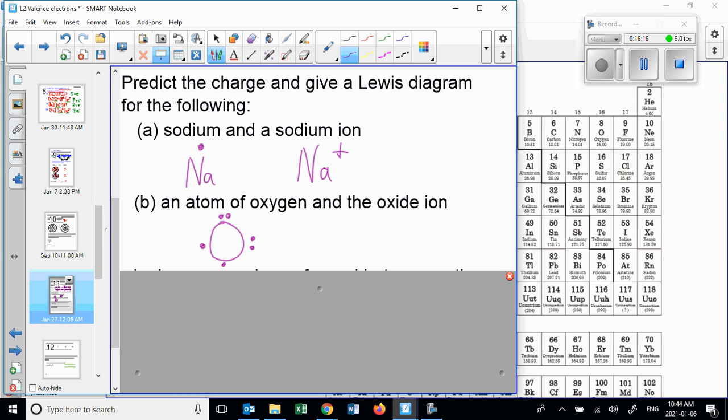Now, oxygen's closest noble gas is neon. It's 2 over. It needs to gain 2 electrons. If you look it up on a chart, oxygen has a 2 negative charge. The only way you can get a negative charge is by gaining electrons. To get 2 negative, you have to gain 2 electrons. So the diagram for it is going to be oxygen.